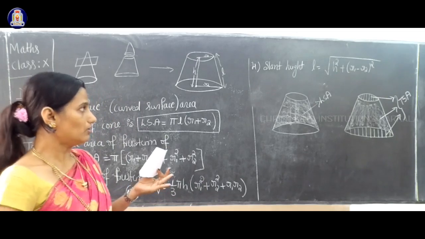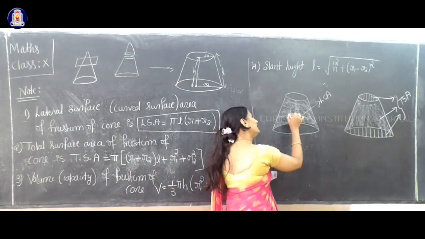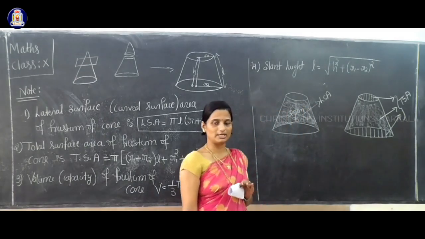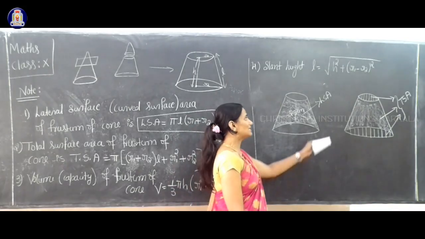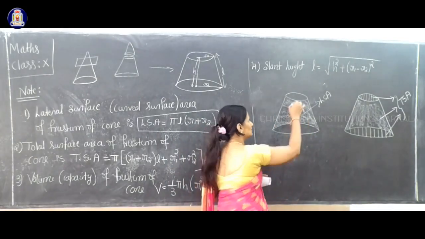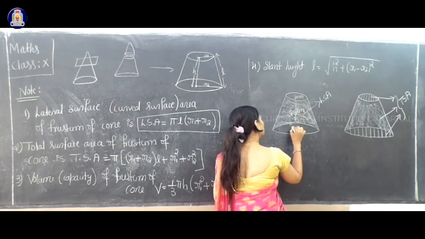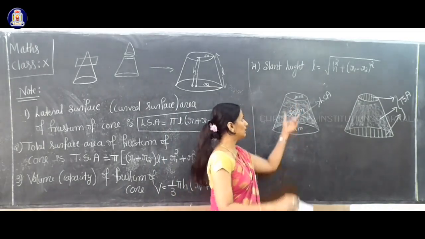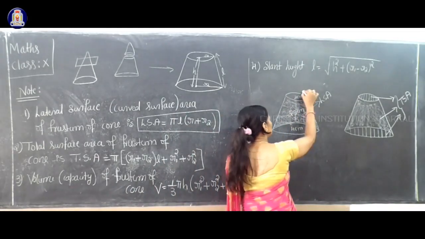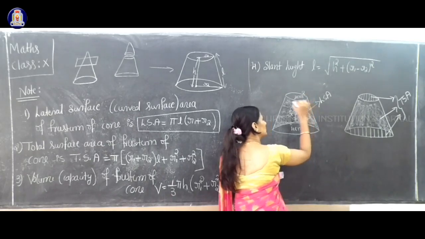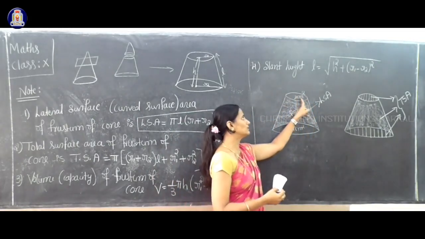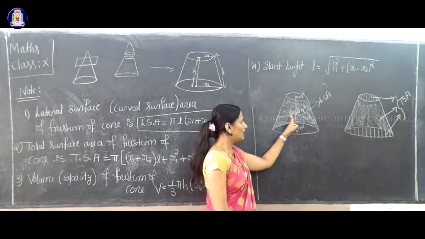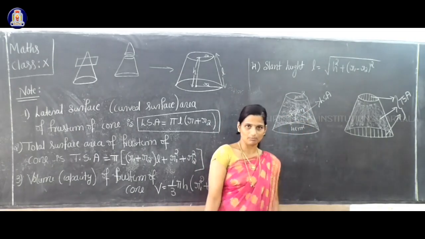Now see, suppose in this example this shaded area is 25 centimeter square. What is the lateral surface area of this one? Suppose we assume the area of each circle is 4 centimeter square. The area of the circle is 4 centimeter square and the area of this shaded part is 25 centimeter square.